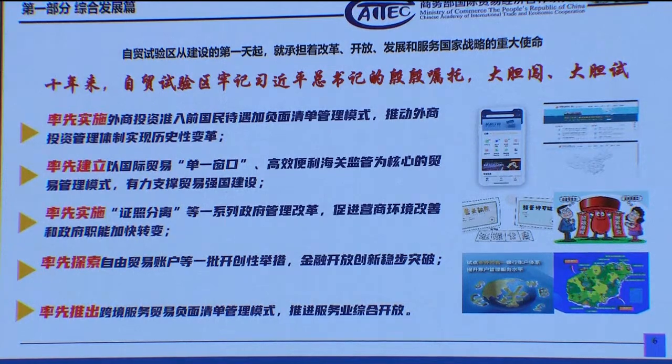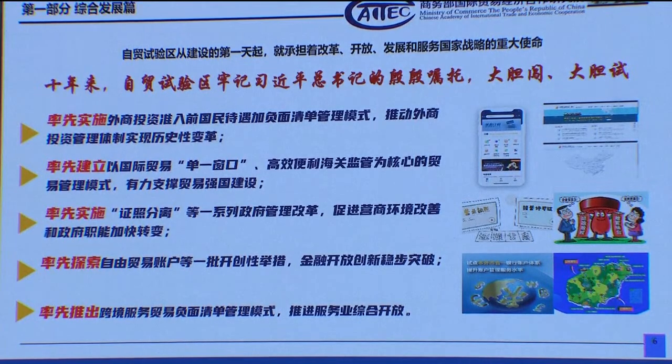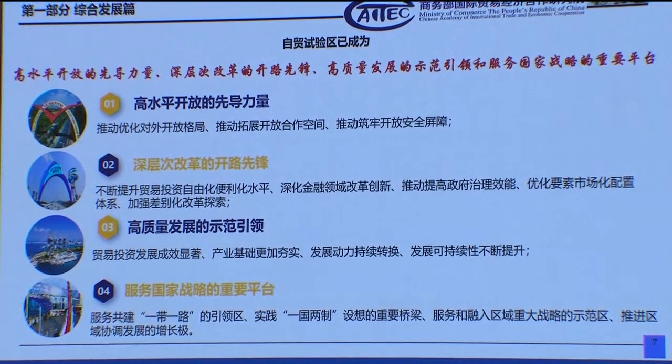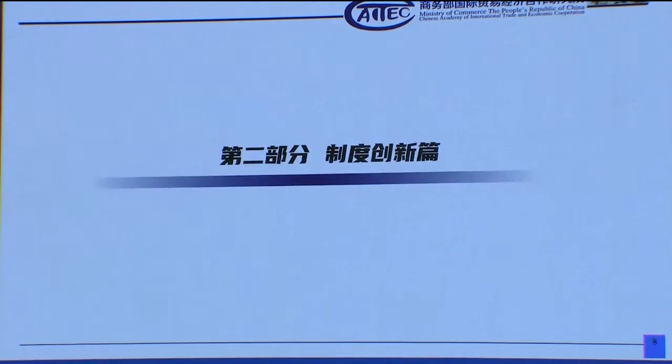Over the past 10 years, the free trade pilot zone has borne in mind President Xi Jinping's concern. They made bold explorations and took the initiative in implementing the negative-list management mode to allow foreign investors access. We also set the trade management mode with international trade as the core. We also set up a series of government management reforms focusing on licensing and other development. We also explored a batch of innovative initiatives for free trade accounts, and we have also launched the management mode of a cross-border service trade negative list. According to the report, the free trade pilot zone has been the leading force of high-level opening up, the pioneer of in-depth reform, the demonstration for high-quality development, and a platform to serve national strategy.